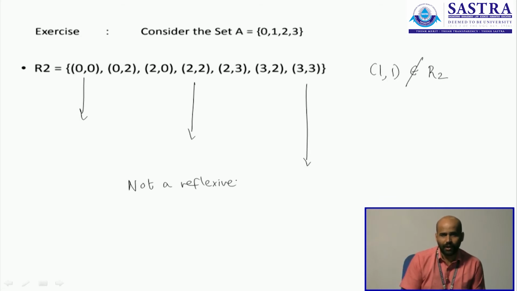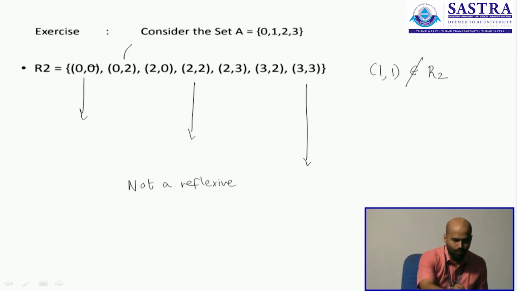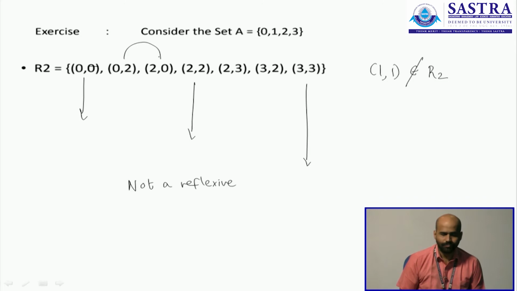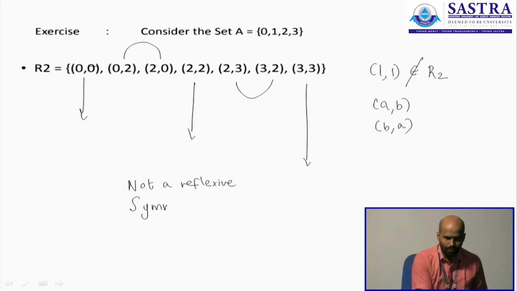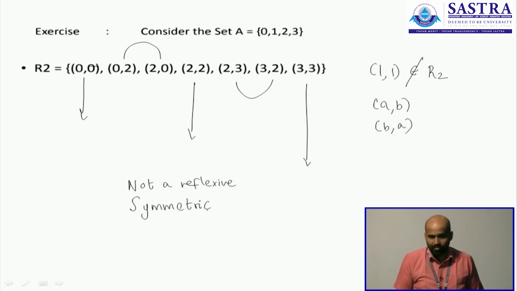Do you have the symmetric pair of every pair? For these 3, you don't have to worry about their symmetric opposites because they are themselves. But look at 0, 2. You have its symmetric pair 2, 0 available. Look at 2, 3. You have its symmetric pair 3, 2 also available. So whenever there is an AB, we also find a BA part of the relation. And therefore, this actually qualifies to be a symmetric relation. It is not reflexive, however. The symmetric nature is observed.